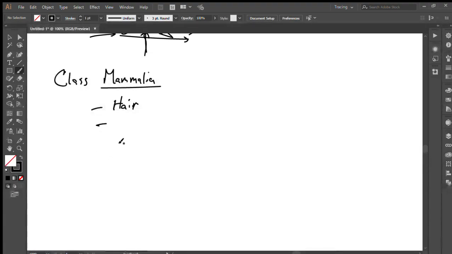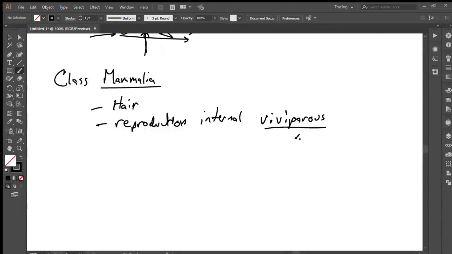Reproduction. Internal reproduction is a way to classify mammals. We do not lay eggs. We have internal fertilization. And we are viviparous, or most of us are viviparous, meaning we give birth to live young. So we nourish our young with milk from mammary glands. This really sets us apart. That's why we're called mammals, after the mammary glands, or vice versa.